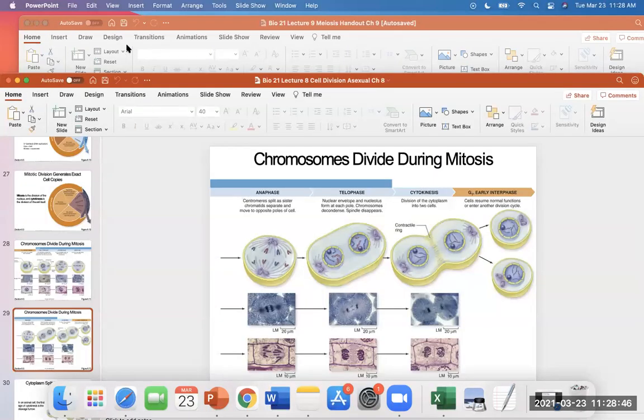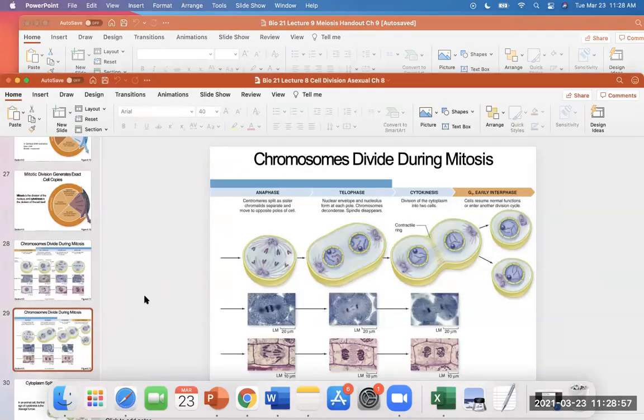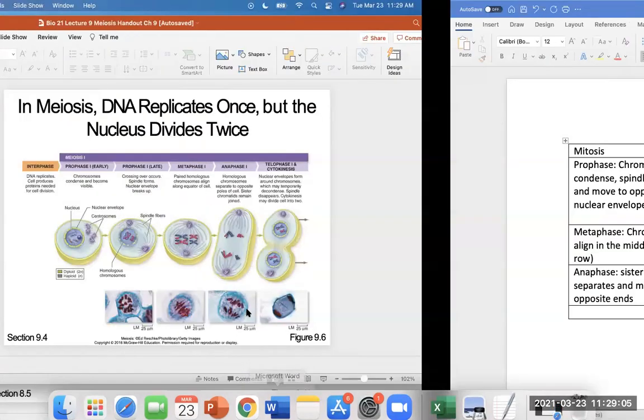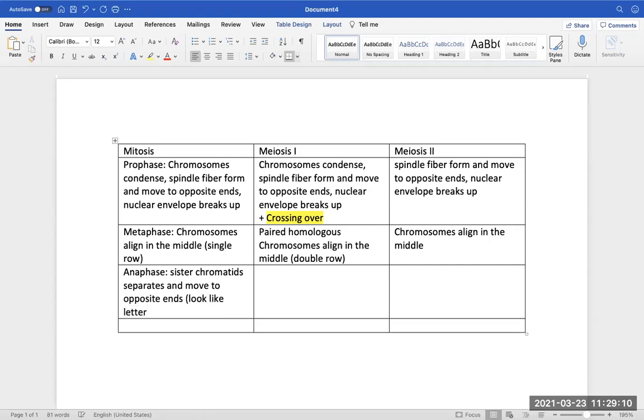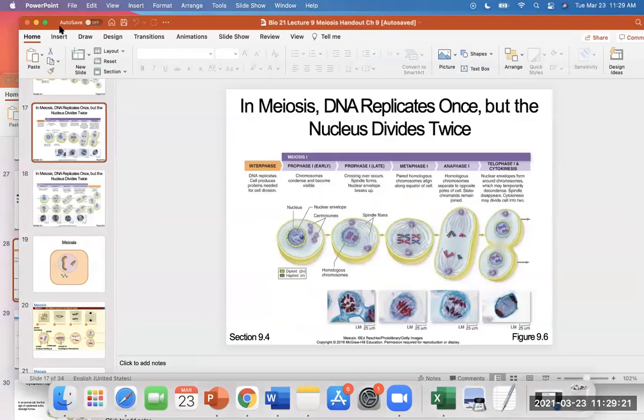Then you look at the anaphase in meiosis 1 and 2. Here is your anaphase. They're still separating and moving away, but the chromosomes are still looking like X's, whereas in mitosis, they were looking like V's. So they look like the letter V in mitosis. Whereas here, they still look like X's for meiosis 1.